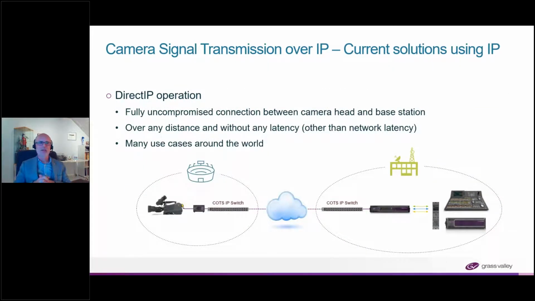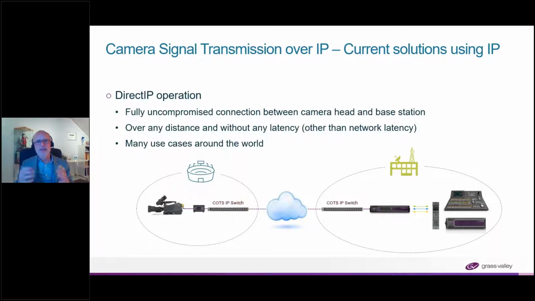This is what is called direct IP operation. In direct IP operation, there is a fully uncompromised connection between camera head and base station over IP networks. It's not just simply sending a video signal up or down. It's the complete signal protocol which we have between head and base station, but not running over a SMPTE fiber, but extended over an IP network. This gives a lot of possibilities and benefits in many cases. You can transmit a signal over more or less any distance without any latency other than the network latency.